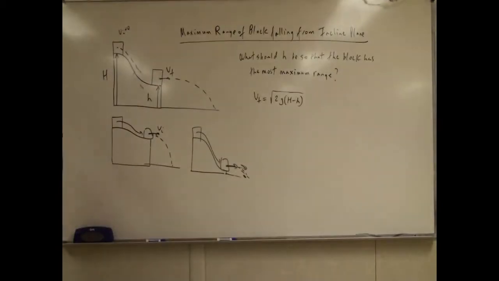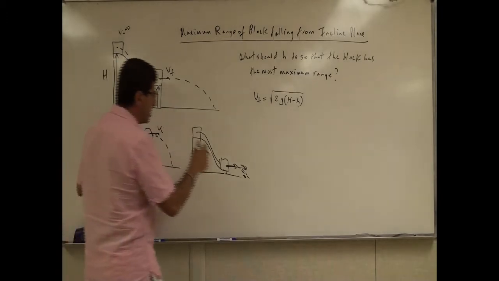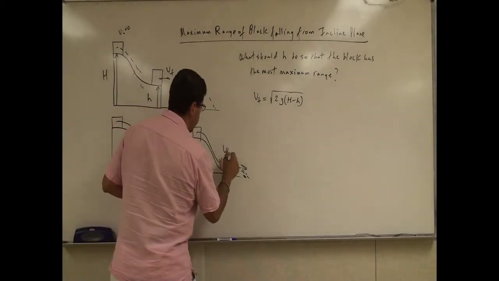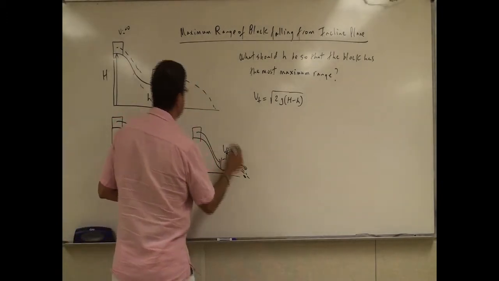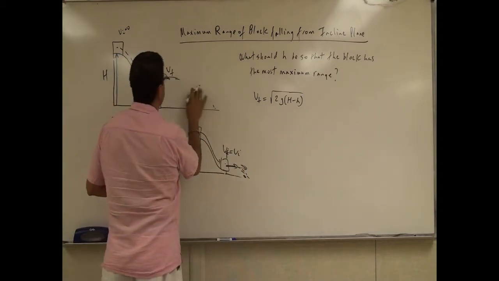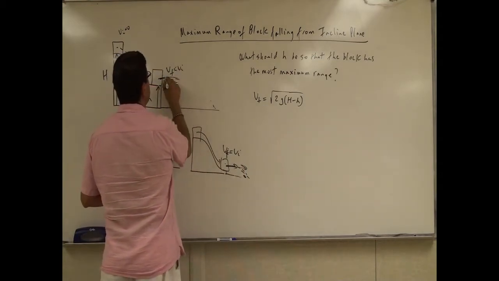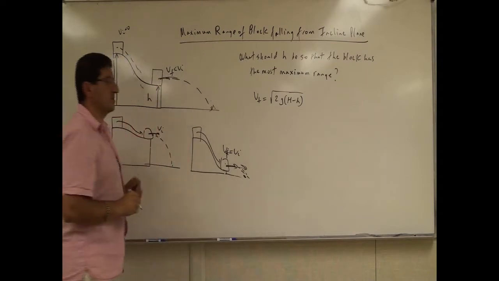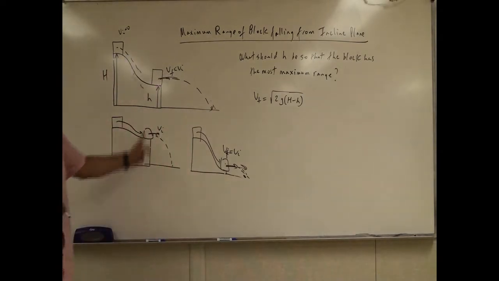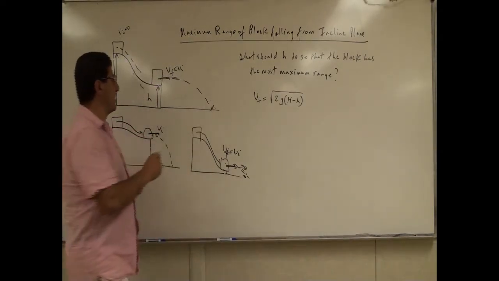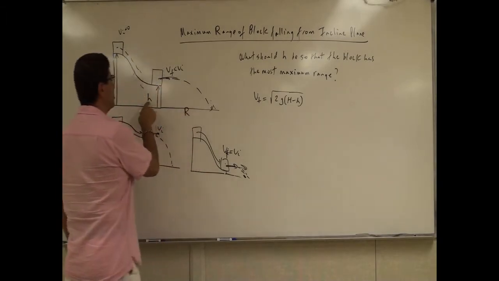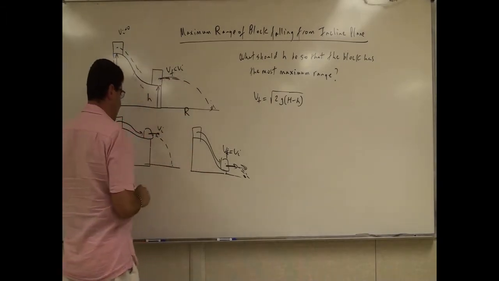So it's dropping by that distance, and the final velocity will be the square root of 2g(H minus h). Okay, so based on that velocity, the final velocity becomes the initial velocity of the projectile motion stage. V final equals V initial, right? And then it goes and hits the ground. So how do we find the range of a projectile based on its initial height and initial velocity?